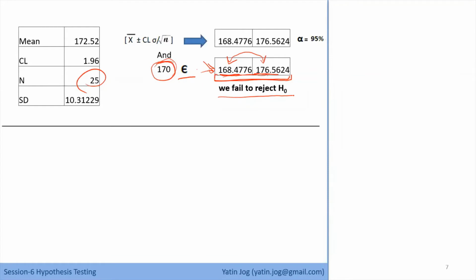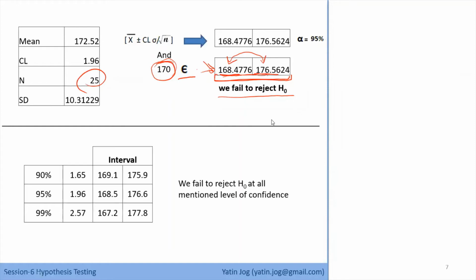We fail to reject the H0 for both of them. If you calculate the interval, it comes out something like this. For 90% it is 169 to 175, and for 99% it is 167 to 177. So in all cases, 170 belongs to the accept range of the interval.